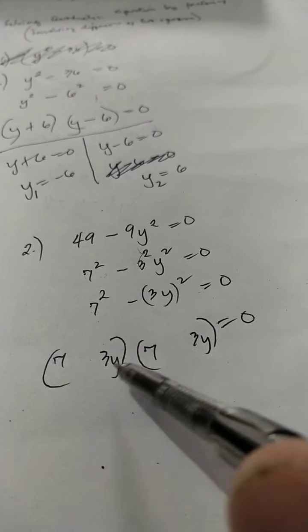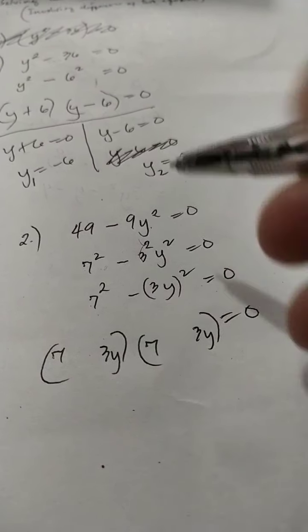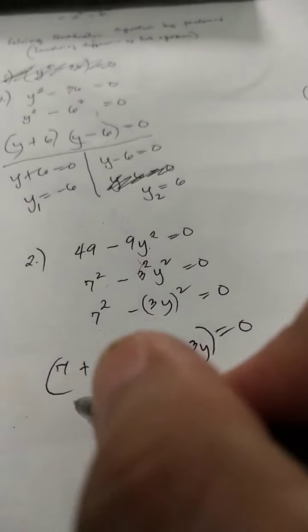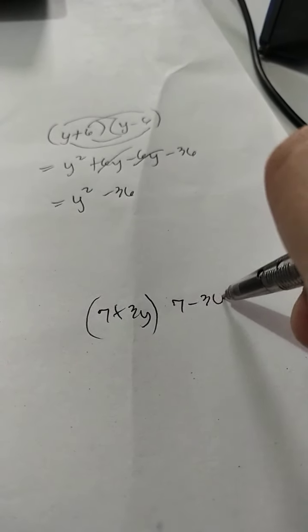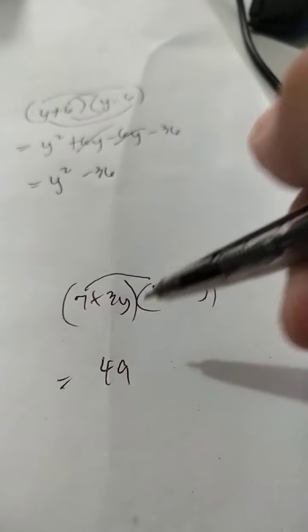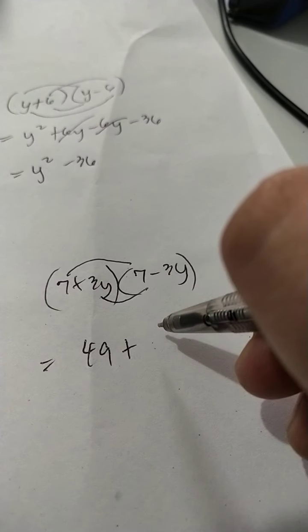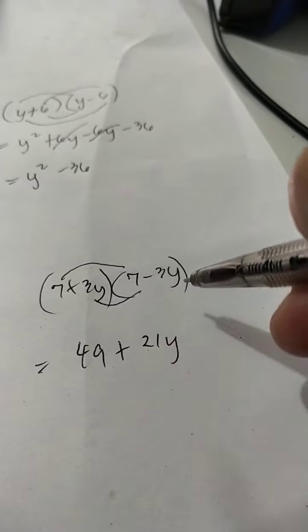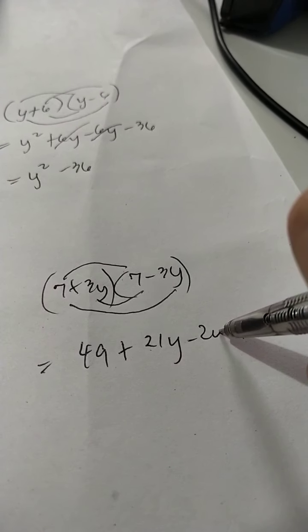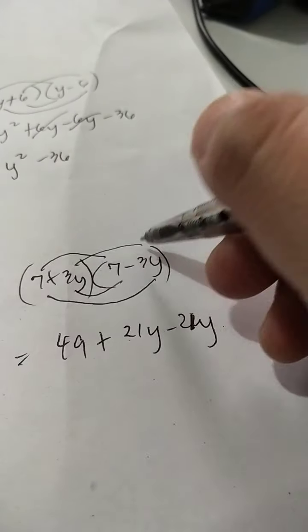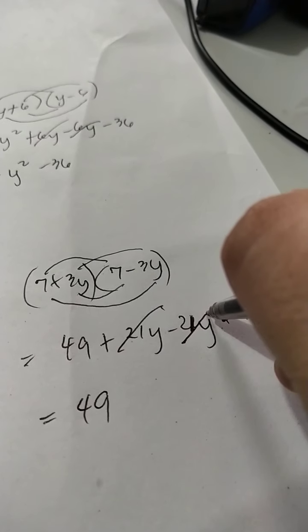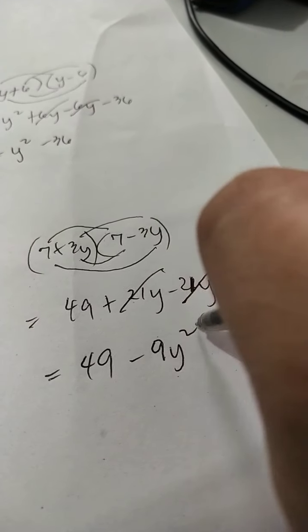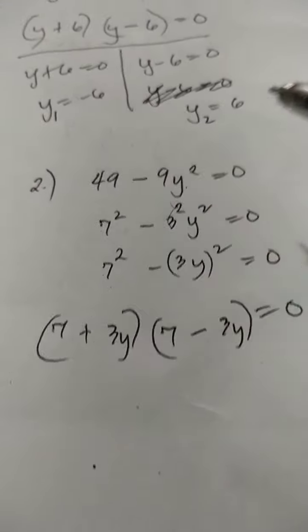Check it. 3y times 3y is 9y square. Then we indicate plus or minus. Let us check it. 7 plus 3y, 7 minus 3y. 7 times 7 is 49. 3y times 7 is 21y. 7 times negative 3y is negative 21y. And then 3y times negative 3y is negative 9y square. So equals 49. We cancel this one. So we have negative 9y square. So we got the correct factors.